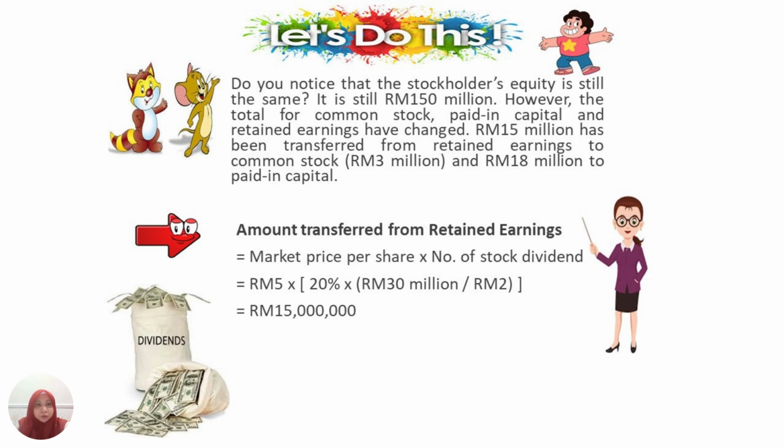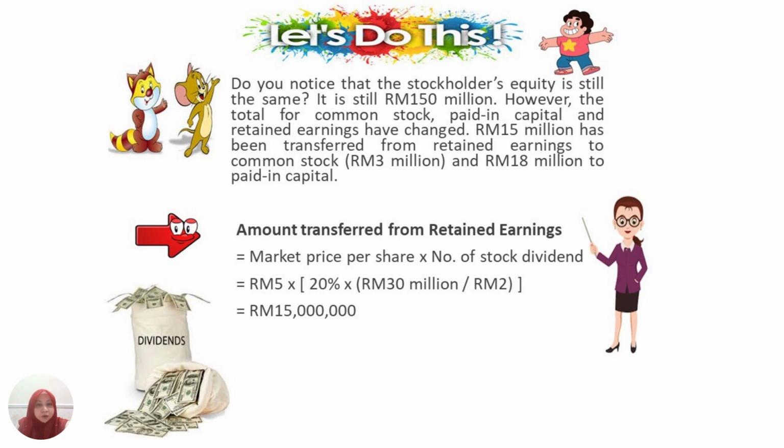Okay, now we try to do this. Do you notice that the stockholders' equity is still the same? It is still Ringgit Malaysia 150 million. However, the totals for common stock, paid in capital and retained earnings have changed. Ringgit Malaysia 50 million has been transferred from retained earnings to common stock, which value is Ringgit Malaysia 3 million, and Ringgit Malaysia 18 million to paid in capital.